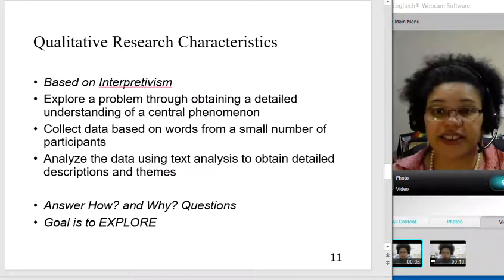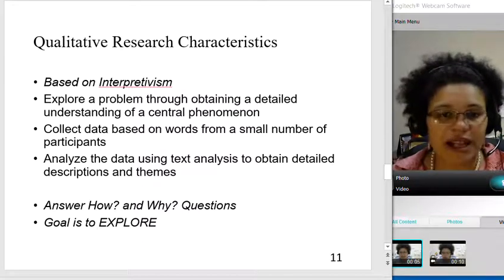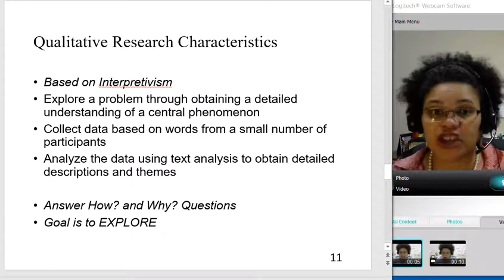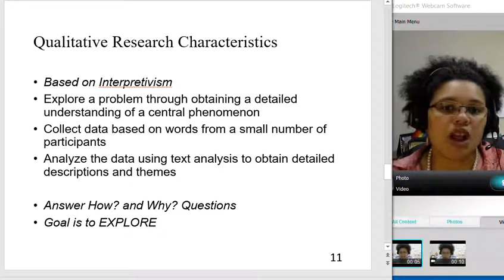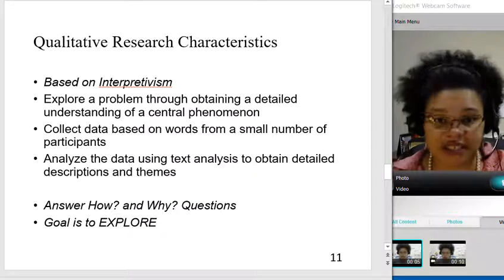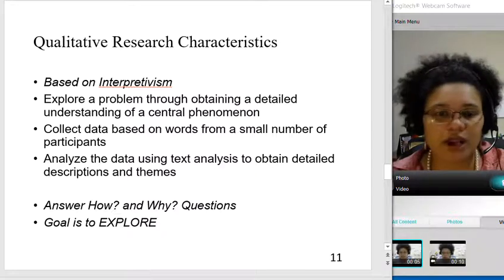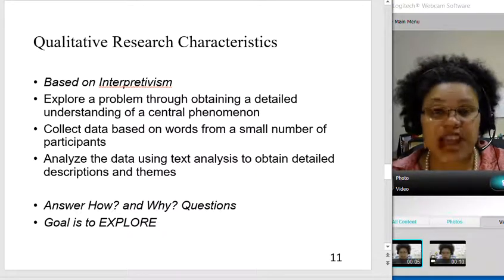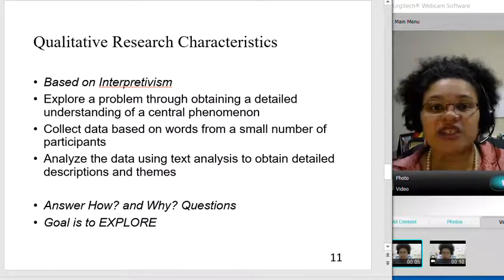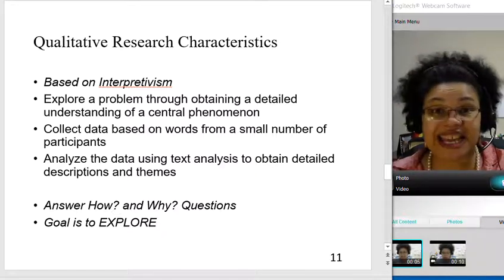Okay, slide 11. Qualitative research characteristics, they're based on interpretivism or this interpretivistic point of view. We explore a problem through obtaining a detailed understanding of a central phenomenon. We collect data based on words from a small number of participants. As you can imagine, understanding an individual's perspective takes time.